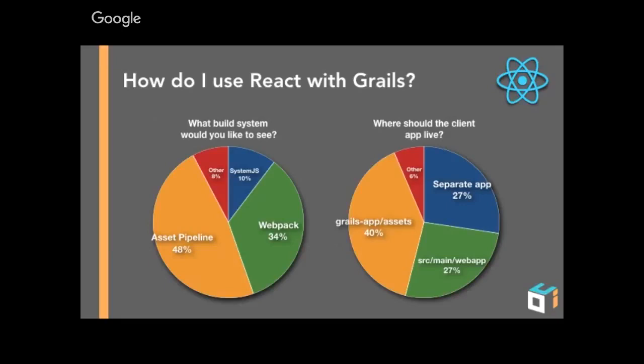The other question is, where should the client code, where should your React or Angular code live? Again, there's a sizable number of folks that think it belongs in the assets directory, which is the asset pipeline convention. Others suggested src/main/webapp, and others said a separate app altogether. And there are pros and cons to all these choices.